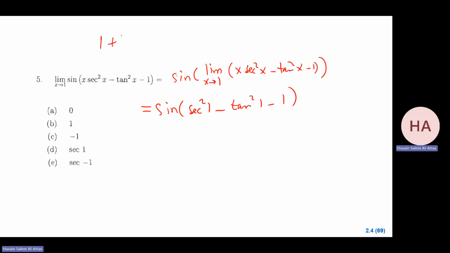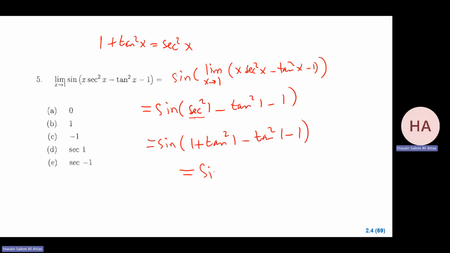You notice 1 plus tan square x, for any x where the function is defined, is secant square x, and it's defined here. So secant square 1 is the same as 1 plus tan square 1, minus tan square 1, minus 1. So that will be sine of, this is cancelled, this is cancelled, sine 0, which is 0. So this is the answer.